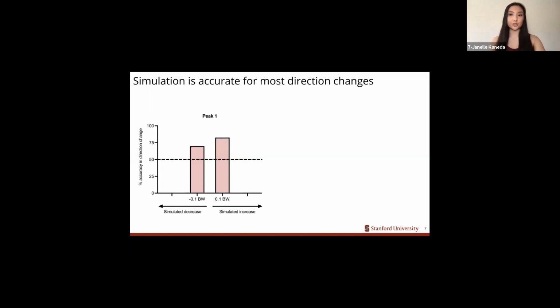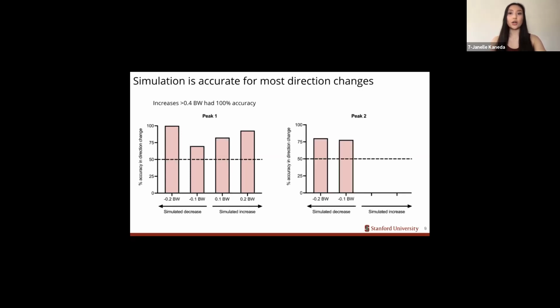If we focus on the thresholds around 0 at peak 1, both increases and decreases from baseline above 0.1 body weights had direction change estimates with accuracy at or above 70%. When we move that threshold to 0.2 body weights, accuracy increases in both directions. Increases above 0.4 body weights had perfect directional accuracy.